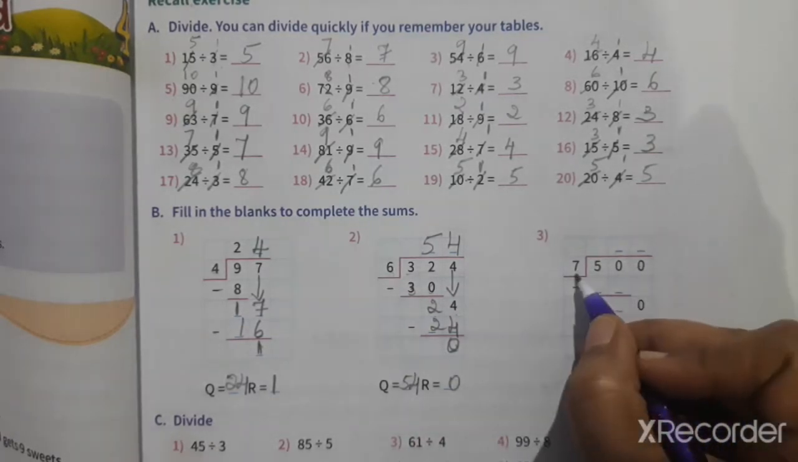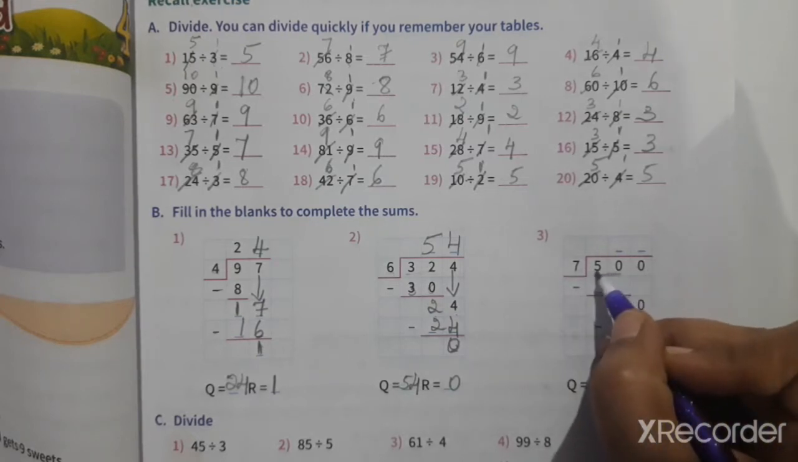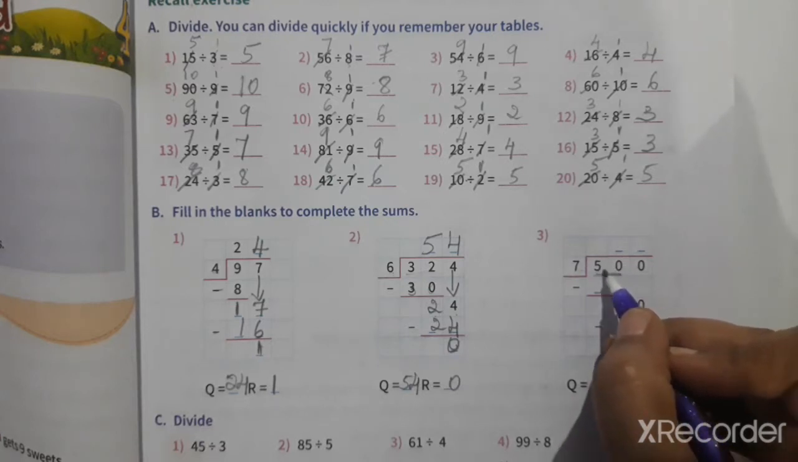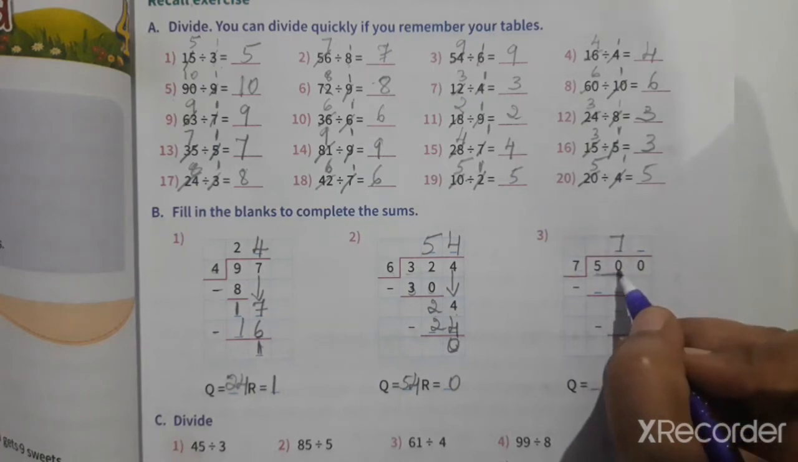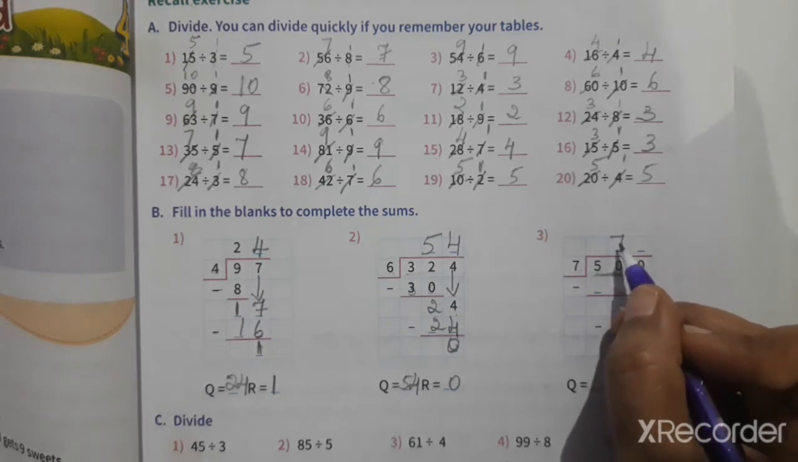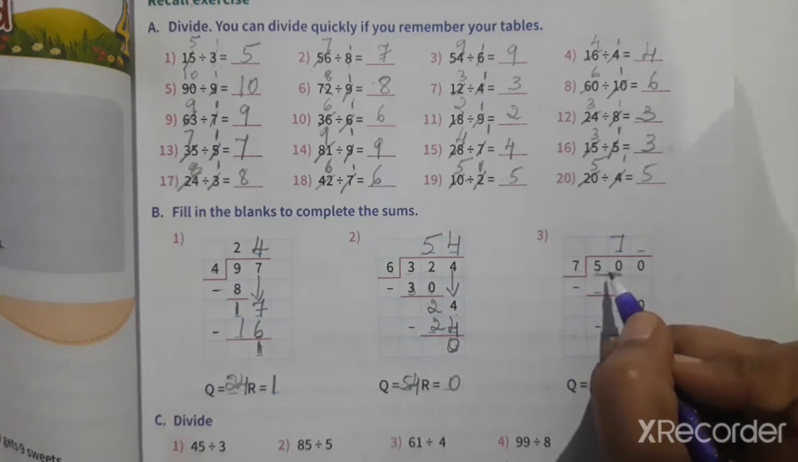Then 500 divided by 7. So 7 ones are tables, we have to check. 7 how much are nearer to 50? 5 is less than 7, so we have to take 2 digits. 7 sevens are 49, 7 eights are 56. 56 is greater than this one. We want the exact number or nearer to this number. So 7 sevens are 49, 49 is the nearer, 7 eights are 56 is greater. You should not take a greater one. You have to take equivalent or nearer.